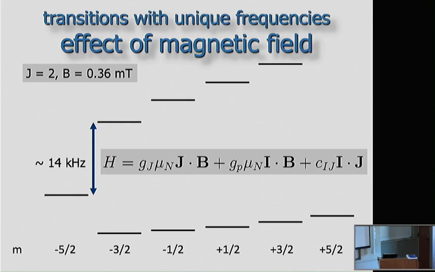Whenever we can make a transition with this frequency, for example, we know we are in this manifold and we must be either in that state or this state. And the fact that we can make the transition or not make the transition will tell us what the final state was and which state we are in.